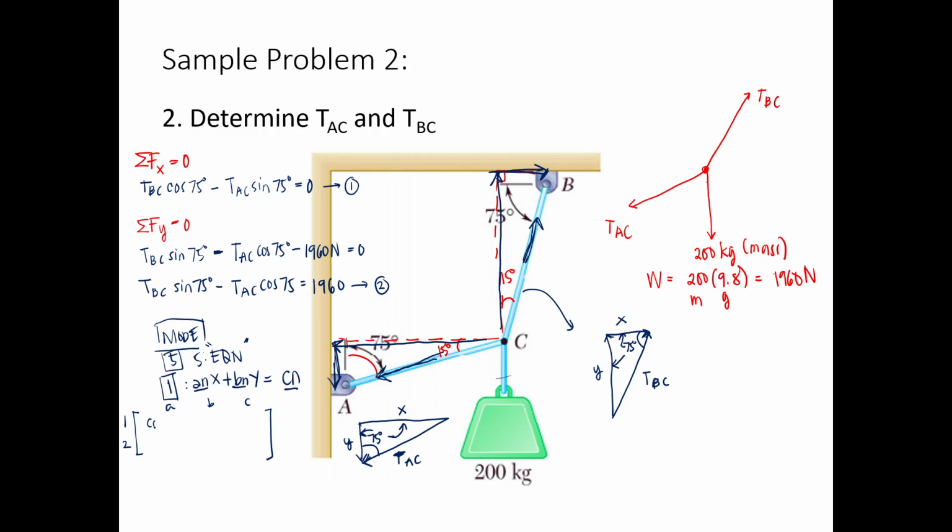So you place cosine 75 here, then negative sine 75 here, and then 0. And then you place sine 75 here, and then minus cosine 75. Then the last one is 1960.